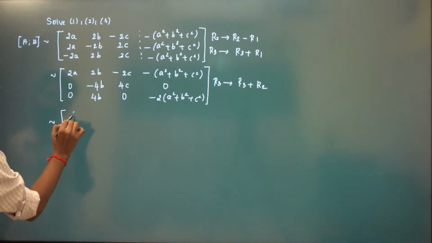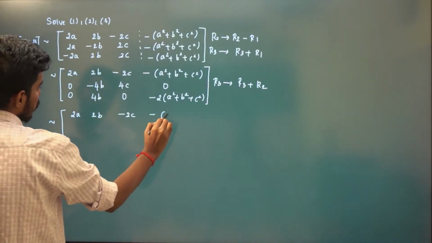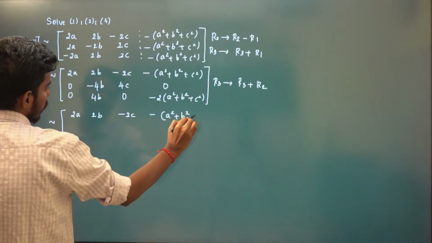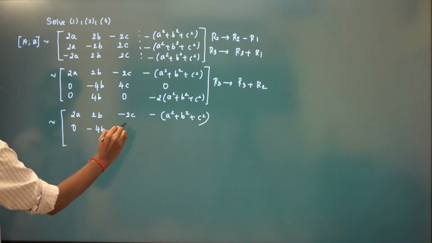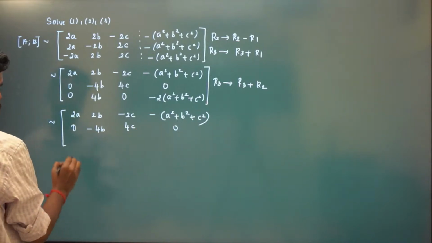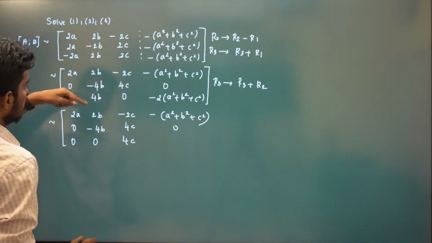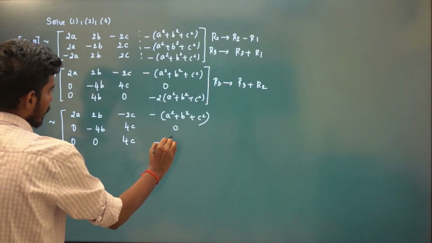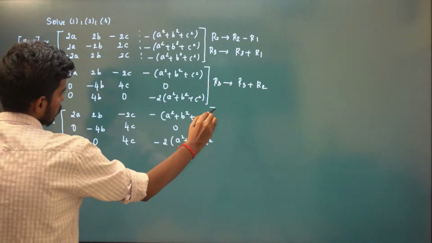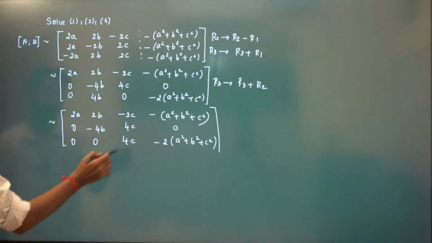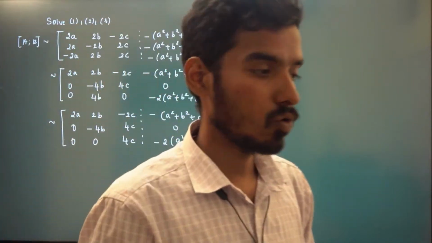So we will have 2a, 2b, minus 2c, minus of (a² + b² + c²). 0, minus 4b, 4c, 0. So 0, 0, 4c, right? I'm adding this: 0, 0, 4c, minus 2 times (a² + b² + c²). Now solve by backward substitution. This is in row echelon form.